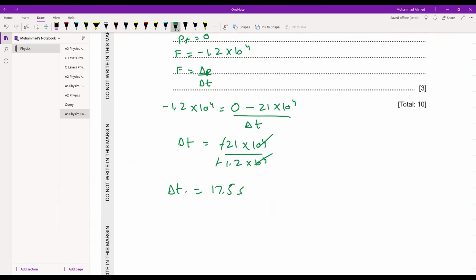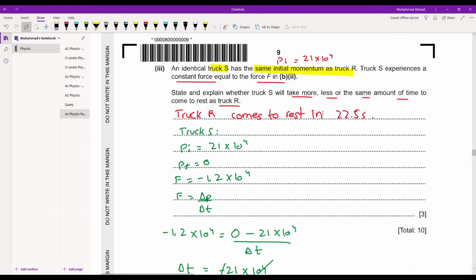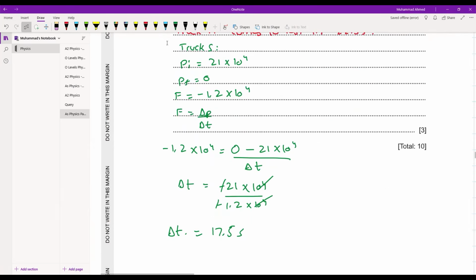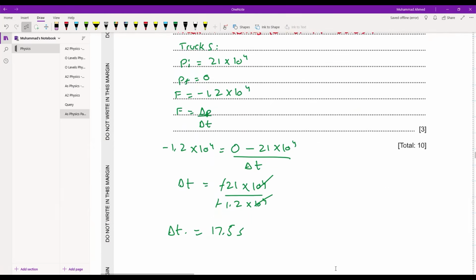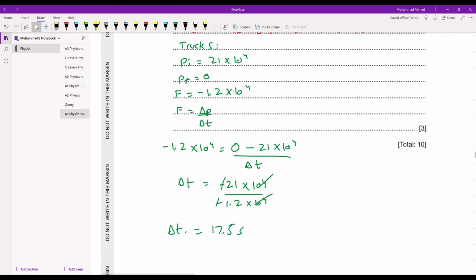So truck S comes to rest in 17.5 seconds. Hence, truck S takes less time than truck R. So you can write here. How will you write now? One second. Let me put the working on the downside.